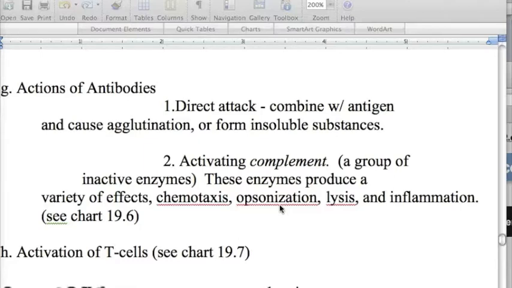Inflammation, we know, brings more white blood cells to the area. So those are created by an activating complement. It's a pretty complex process of getting that going.